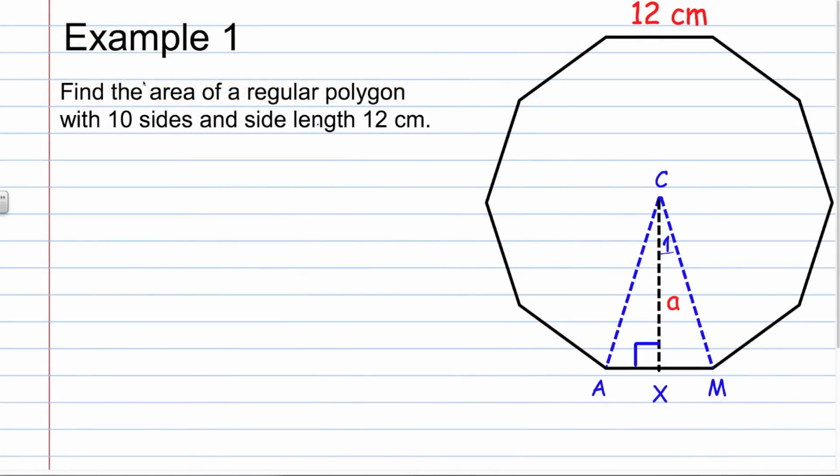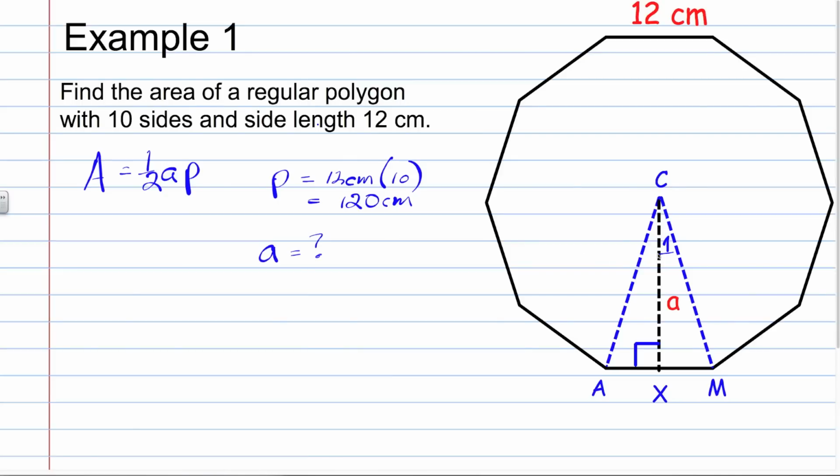In example 1, we are asked to find the area of a regular polygon with 10 sides and a side length of 12 centimeters. Well, to find this area, we need to use the area formula for a regular polygon, which is 1/2 the length of the apothem times the perimeter. Well, the perimeter is real easy. The perimeter is going to be 12 centimeters times 10 sides, which is going to be equal to 120 centimeters. So we know the perimeter. Now we have to calculate the apothem. And here's how we do that.